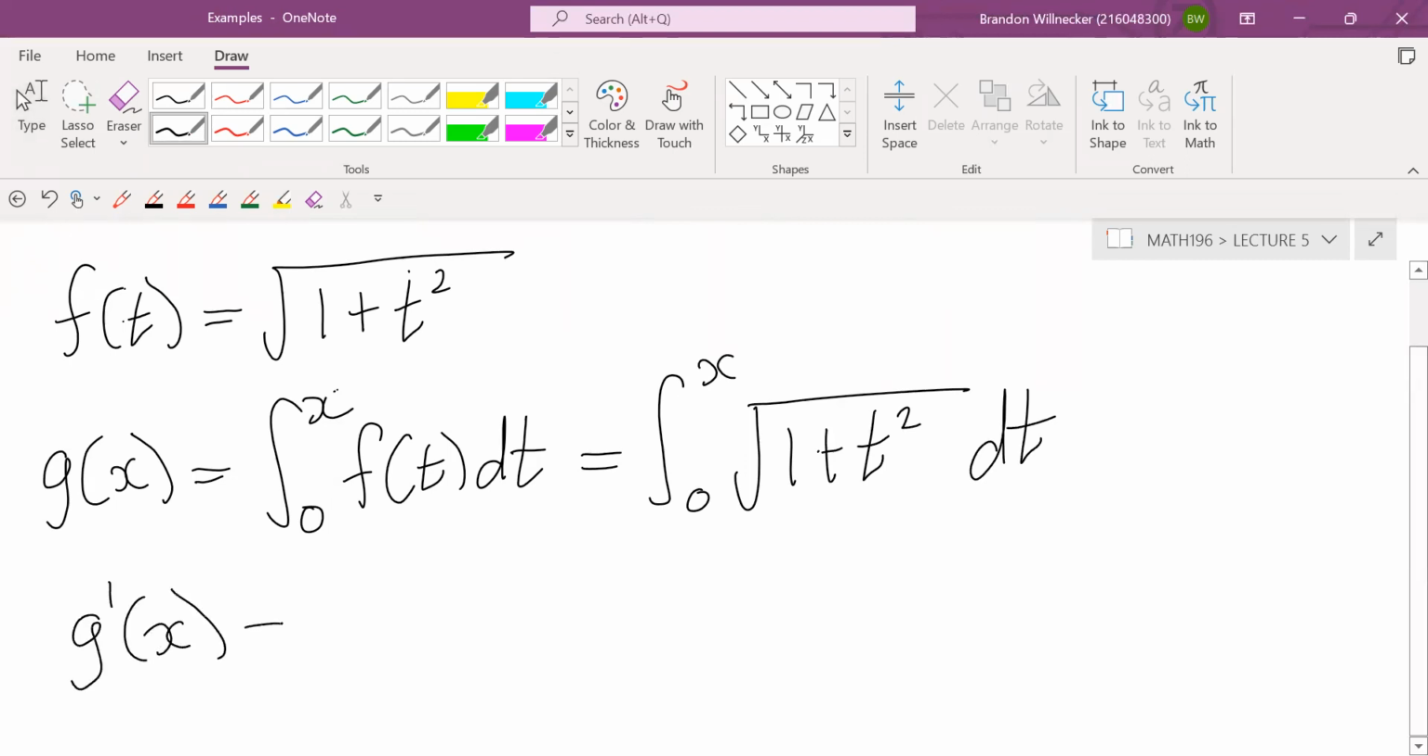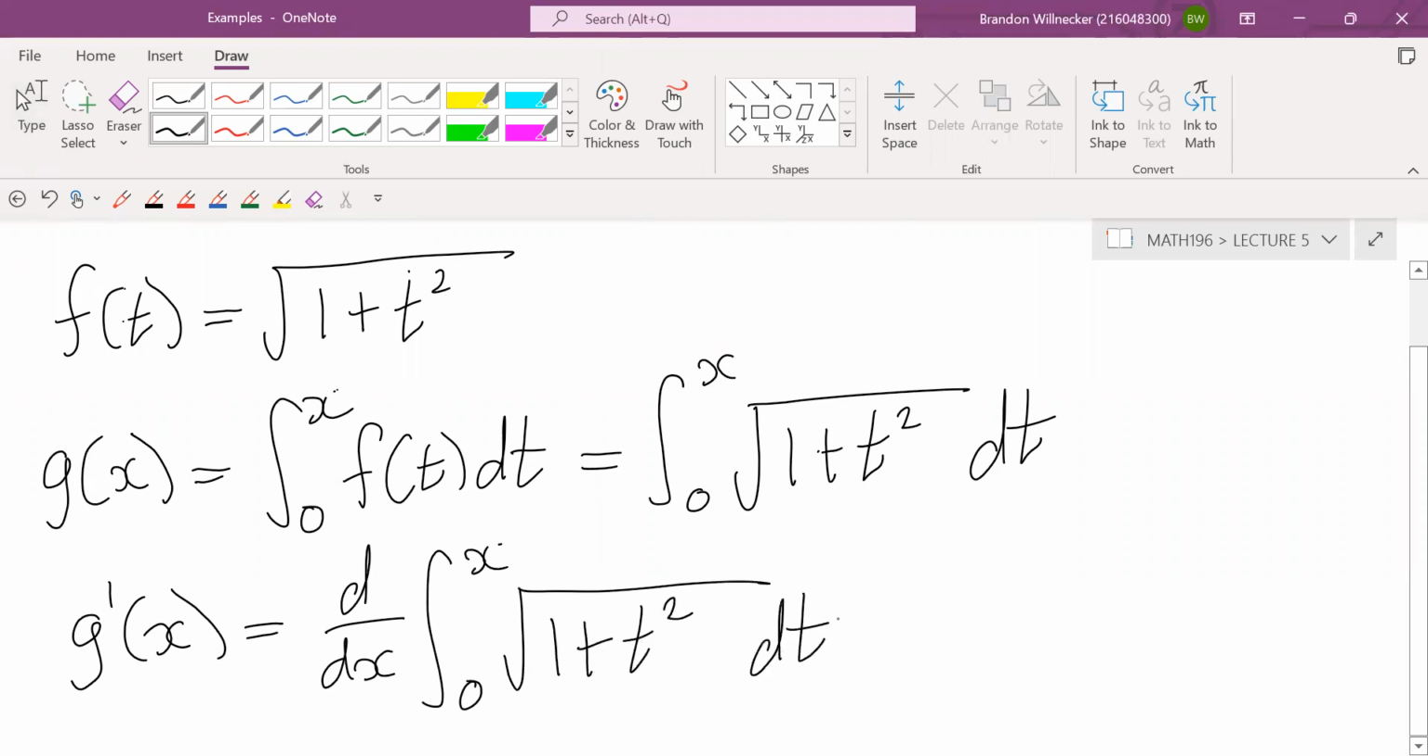So g prime of x is going to be d by dx of the integral from 0 to x, square root 1 plus t squared dt. Now, note, we're taking the derivative with respect to x, and we've got x in the upper bound here. So we know that by the fundamental theorem of calculus part 1, this integral and this derivative are going to cancel, and we're going to be left with the function evaluated at x. So instead of writing the square root of 1 plus t squared, we write the square root of 1 plus x squared. Okay, we substitute that upper bound over there. And that's it. That's all you have to do.